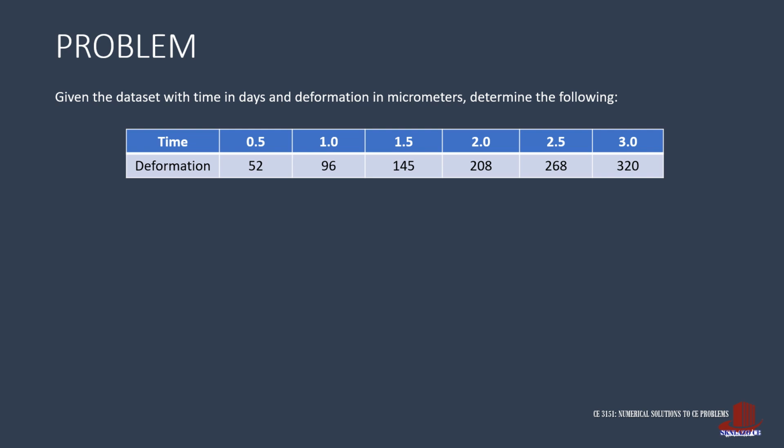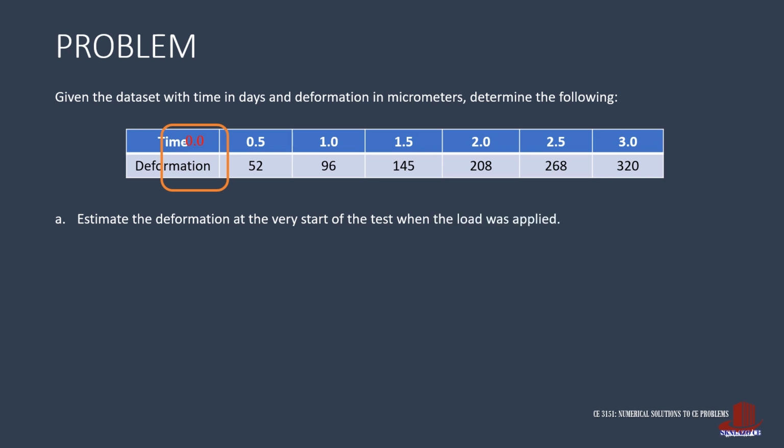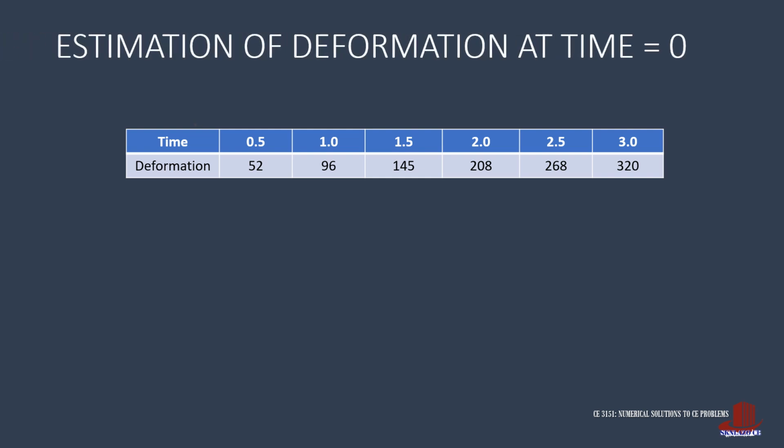For the sample dataset, we are tasked to estimate the deformation at the instant when the load is applied, and the deformation after 3.5 days, where we are to employ 2-point central. The first requirement is to estimate the deformation at the instant the load was applied, and that was when time is 0. The dataset started at 0.5 days, with an increment of half a day. There are many points provided. However, what we needed should be extrapolated.